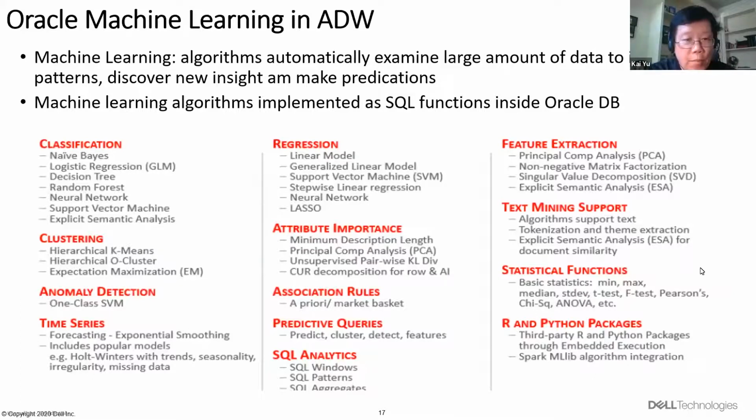So you can see the most commonly used machine learning algorithms, such as classification, clustering, anomaly detection, time series, and regression. So almost all of these you can use. We're going to actually pick one of the examples later on.